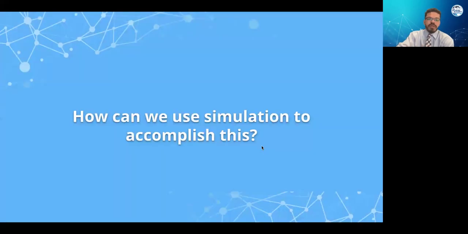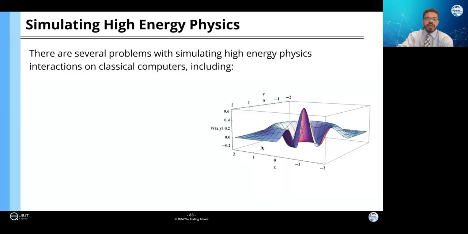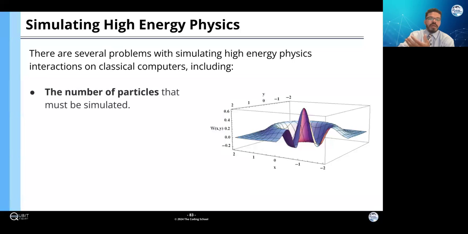Okay, so how can we use simulation to accomplish these things? Well, if we want to simulate high energy physics on classical computers, we have that scaling problem we run into.